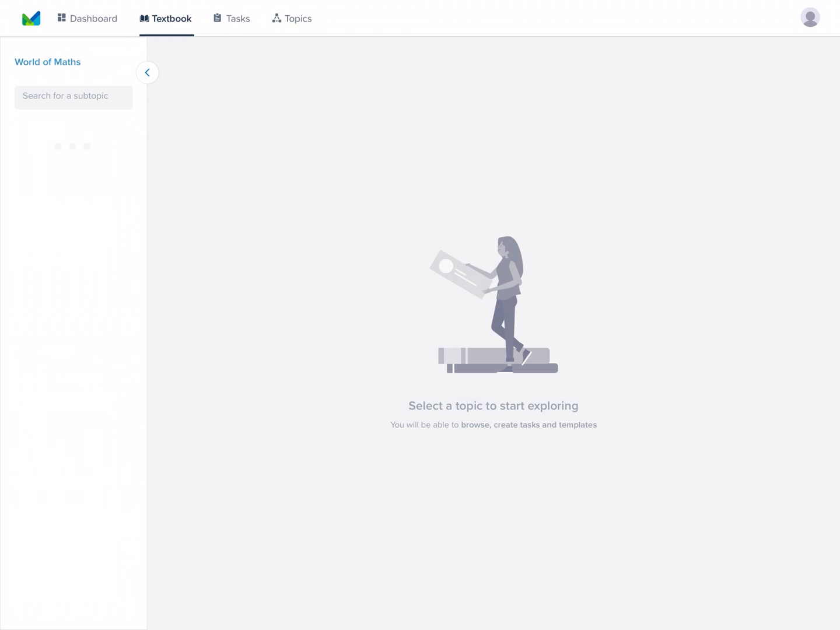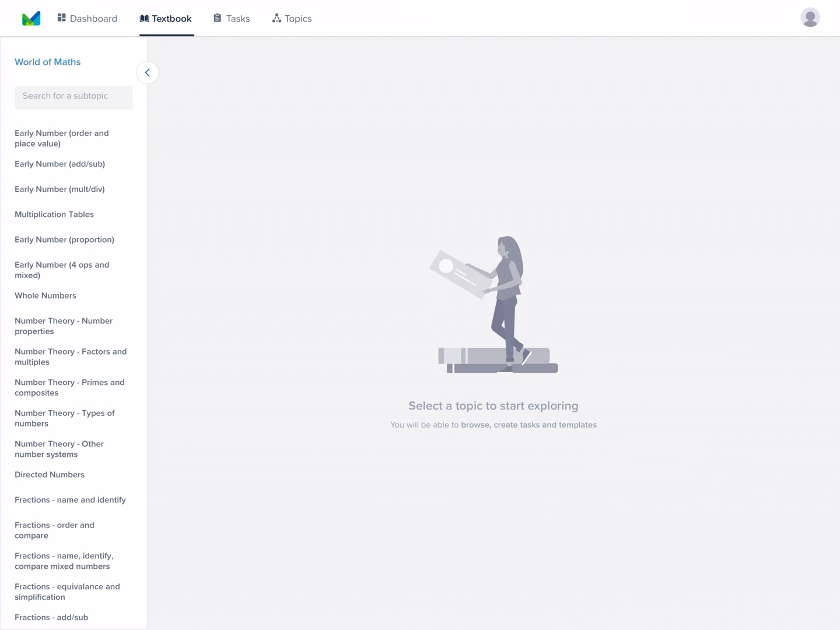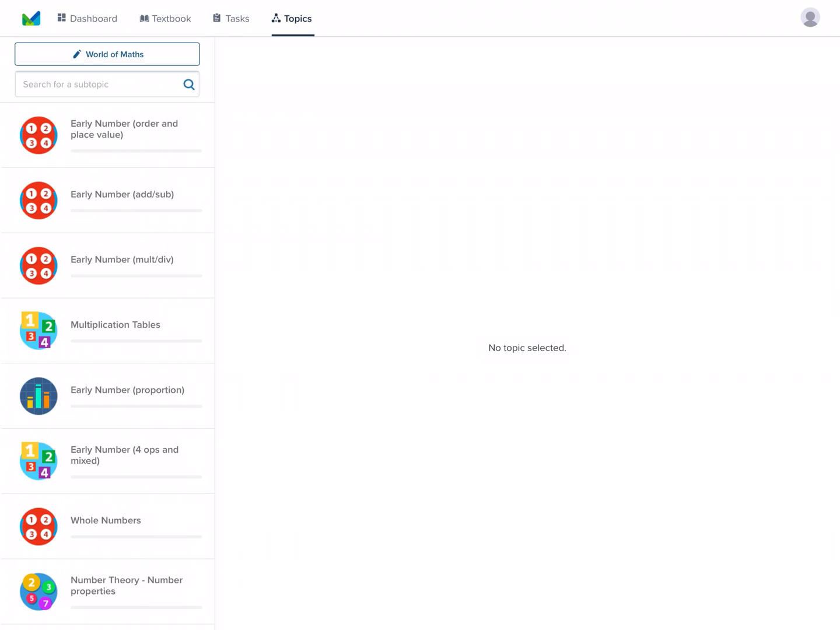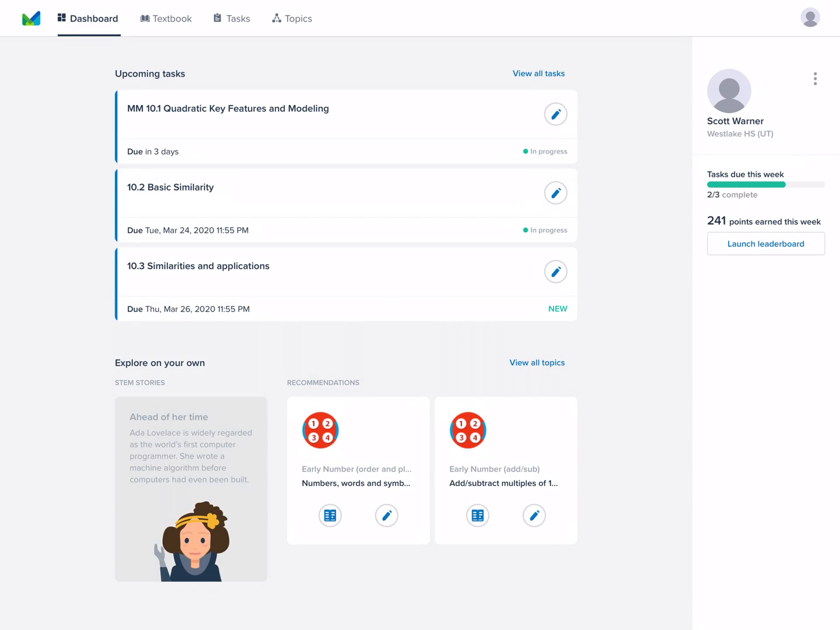There's a textbook that you can search on how to do certain things. Some of that I think is helpful. Some of them would probably be easier just to use Khan Academy or just Google the topic, okay? And here you can also click on topics and search that, okay? But this has all the information from probably kindergarten to 12th grade or more, okay? So here we are. This is the first task, MM 10.1, quadratic key features and modeling. Okay, so you can click on that.